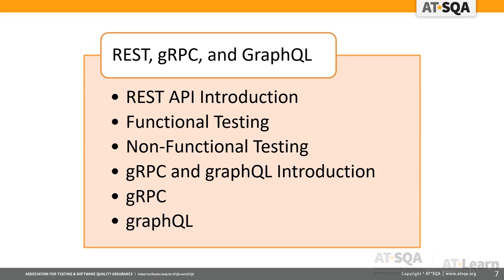For the second micro-credential, we have the following items. We will discuss REST API from an introduction standpoint. We discuss the functional and non-functional testing that you should perform or should look at when doing REST API testing. We will discuss gRPC and GraphQL as an introduction. And finally, we will spend a little bit of time talking about gRPC and GraphQL independently.